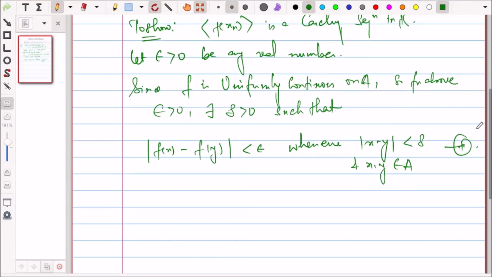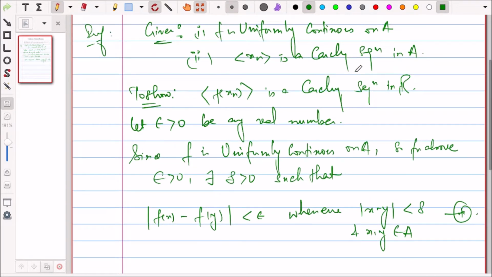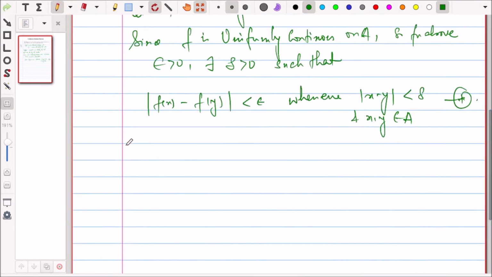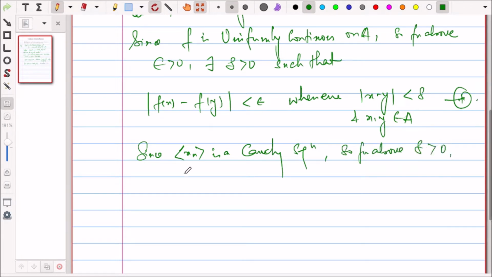Now we will use the fact that x_n is a Cauchy sequence. We will use this delta for it. Since x_n is a Cauchy sequence, for the above delta greater than 0 there exists p belonging to positive integers. So we are using the definition of a Cauchy sequence. Instead of epsilon we are choosing this delta because we want the points of x_n to satisfy the condition |x - y| less than delta. That is why we take delta in place of epsilon.